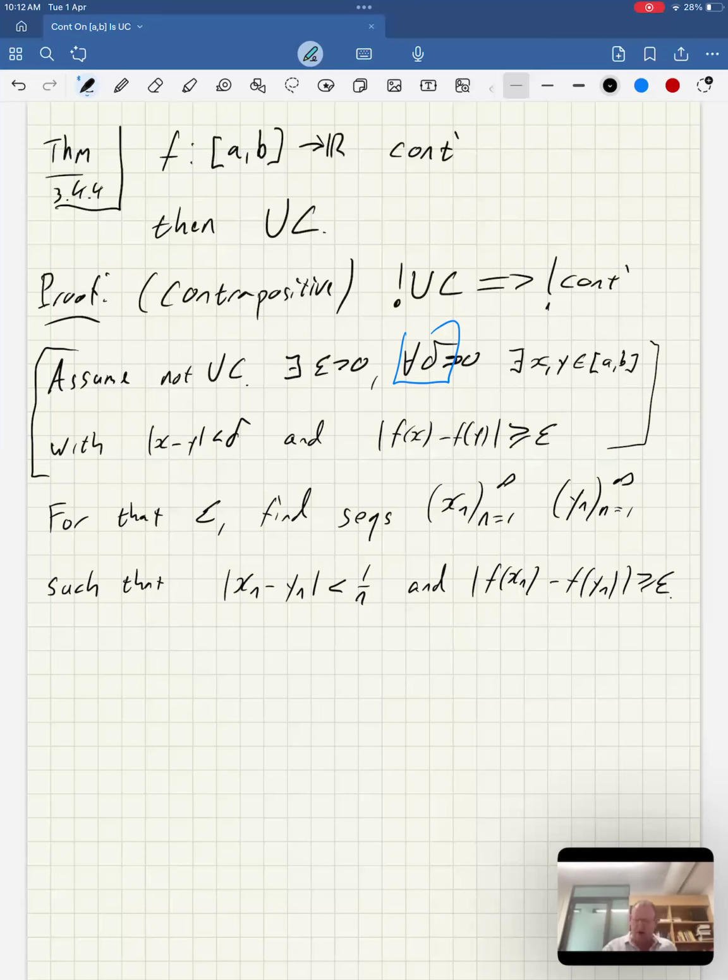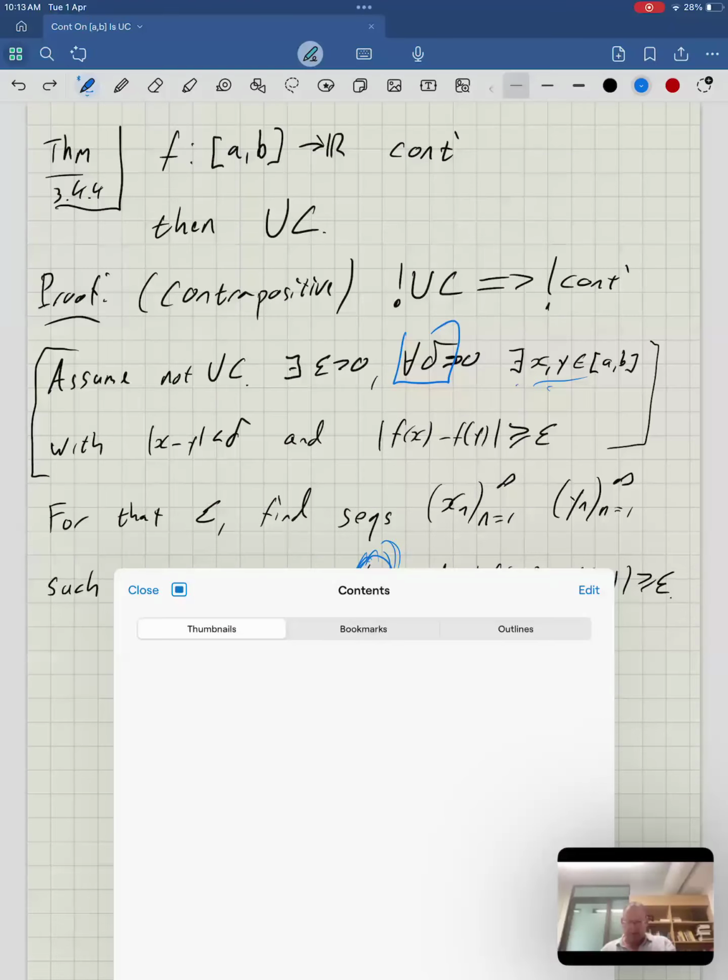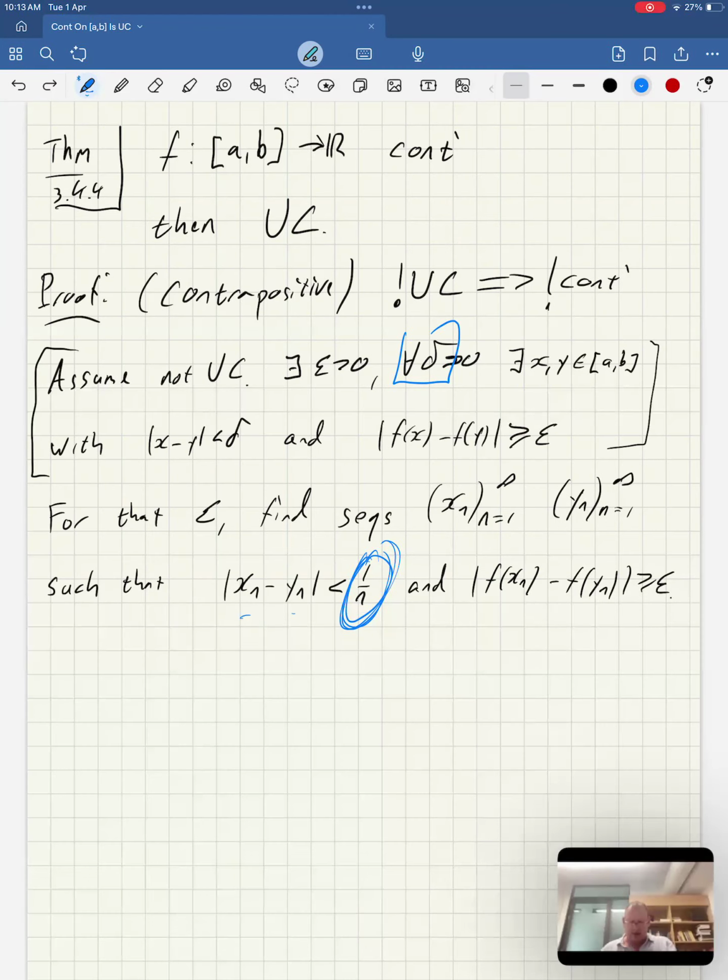So in particular, do it for delta 1/1, and then for delta 1/2, and then for delta 1/3, and then for delta 1/4. And there will be points x_n and y_n, because there exists an x and y, such that they satisfy this, but also satisfy this. So the existence of these sequences is a consequence of the fact that we assumed that the function is not uniformly continuous at the point. Okay.